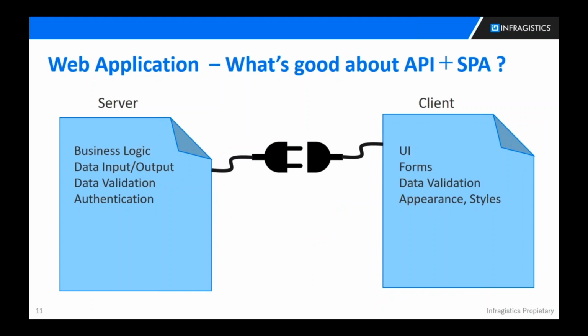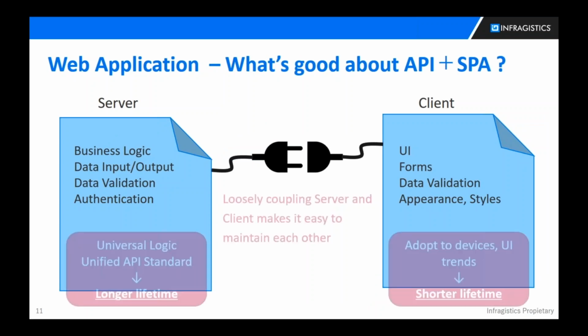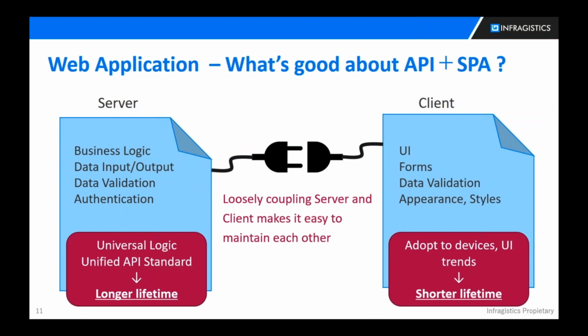So what is good about the API plus SPA approach? Basically, you can loosely couple the client and the server. The server side can store the business logic, data input and output, data validation, and authentication. Those kinds of business-critical things can be stored on the server side, and these are universal, common logic, so they can last long.